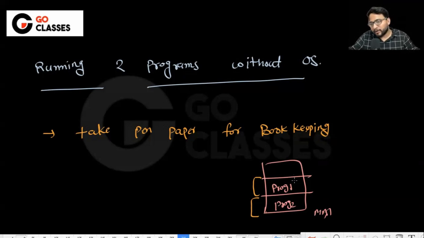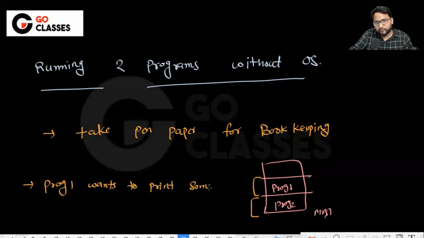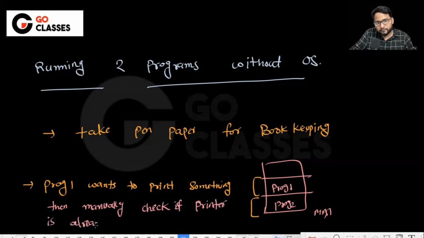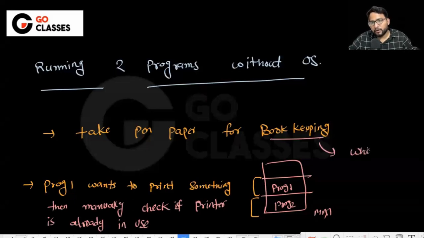Let's suppose program one wants to print something. Then manually you need to check if the printer is already in use. This is bookkeeping: where program one is in main memory, where program two is in main memory. So this is bookkeeping for all of these things.